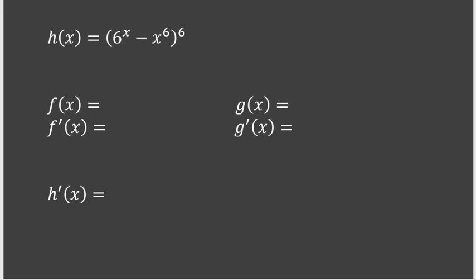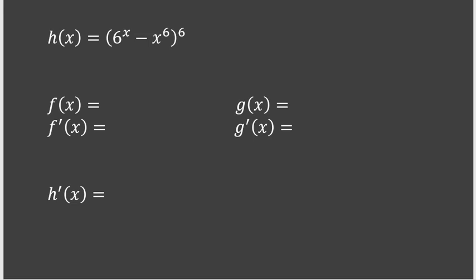h of x in this case is 6 to the power x minus x to the sixth, and we're taking that entire quantity and raising it to the sixth power. So once again, we are going to identify what are the two functions making up my composition. What are f of x and g of x here?